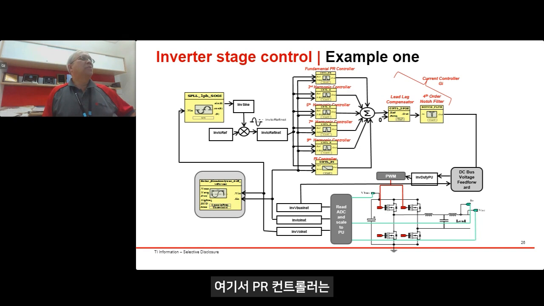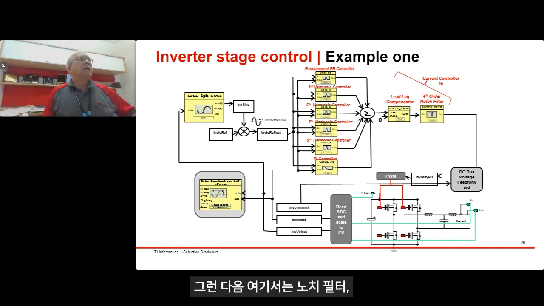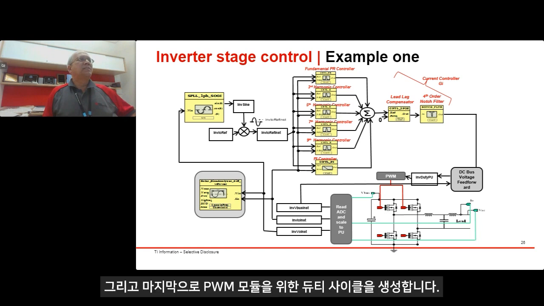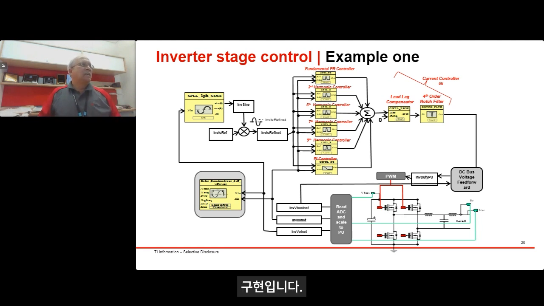The PR controller is used here to eliminate multiple odd harmonics so that you can get good THD in the inverter current. And then the output of the notch filter, and then some feed forward, bus voltage feed forward is used in this case, and finally generates the duty cycle for the PWM modules. So that's the complete inverter stage implementation in a reference design.